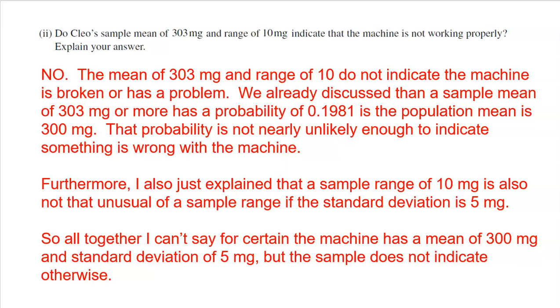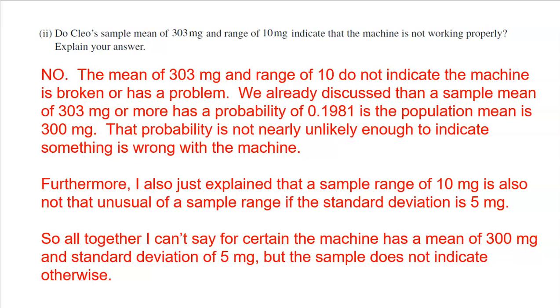problem. We already discussed back in part B, feels like infinity ago, that a sample mean of 303 milligrams or more has a probability of 0.1981 if the machine has a mean of 300 milligrams. Meaning that it's not nearly unlikely enough for me to indicate that something is wrong. We've already shown that a mean of 303 for 2 necklaces is only a little bit above the truth of 300. I think the z-score was like 0.8484. It's not unusual enough for me to say something's wrong.